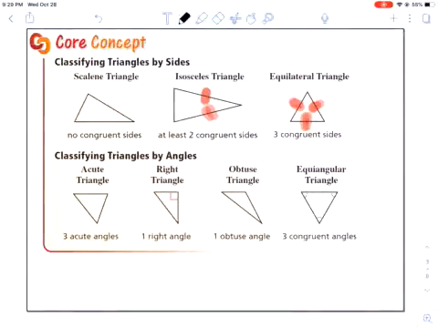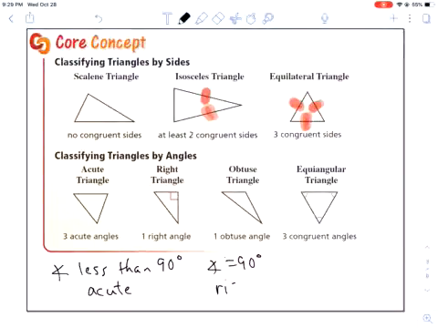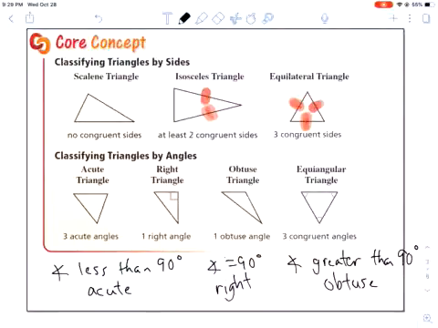Now there's 4 types of triangle angles. We have acute, right, obtuse, and equiangular. Just a reminder that acute means our angle is less than 90. Right is when the angle equals 90. And when our angle is greater than 90, we're obtuse. So again, take a second, pause this video if this is something that you want to write down to have.